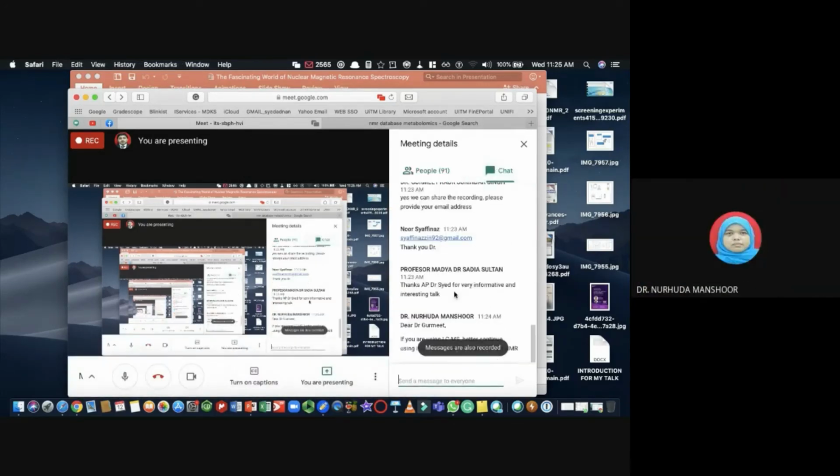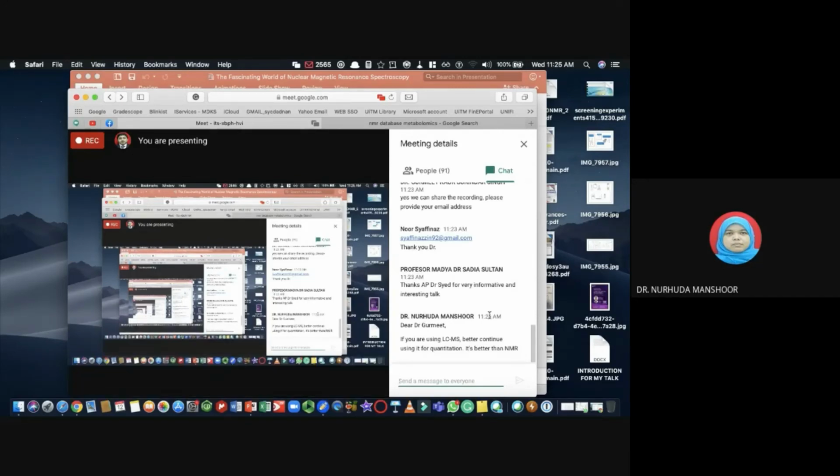Okay, yeah, Dr. Gurmeet, I just want to respond to that. If you are now using LC-MS for quantitation, you better continue using it because it's much, much more sensitive than NMR and it gives better quantitation than NMR.